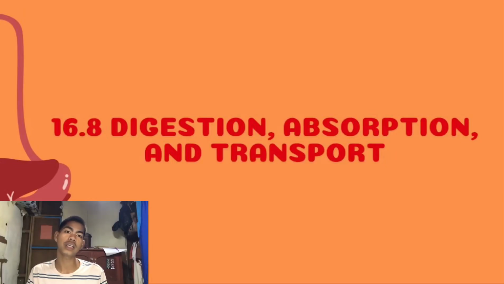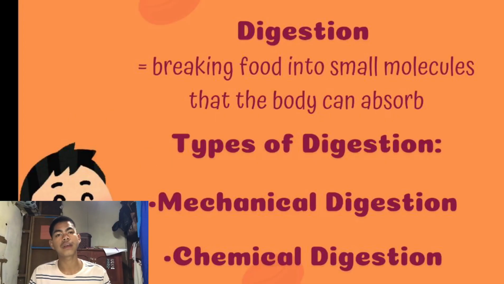So good day everyone. We are in 16.8 digestion, absorption and transport. First, let's discuss what is digestion. Digestion means breaking down food into smaller parts that our body can actually use. There are two types of digestion: mechanical digestion and chemical digestion.